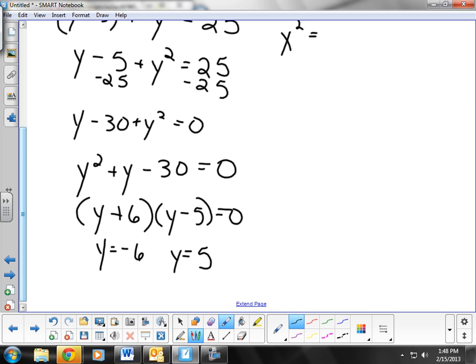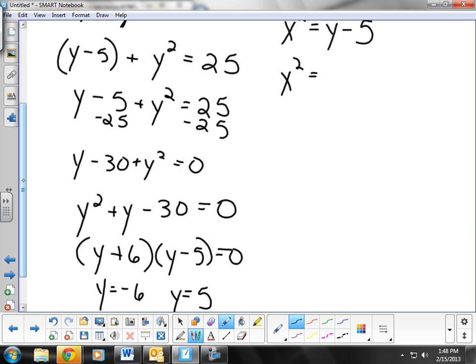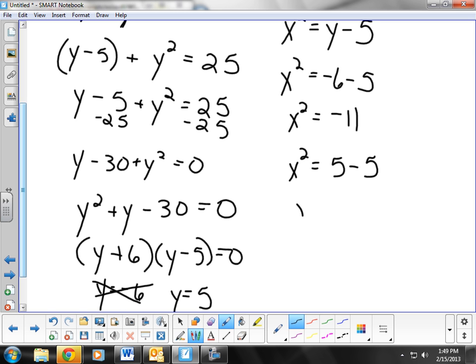Can x squared be equal to negative 6 minus 5? Is it going to give me a real number answer? It's going to be imaginary, and I want my real answers. I want the place where it actually crosses. So why does the negative 6 not give me a solution that I can use? Well, it'll not work. So x squared is equal to 5 minus 5, which is 0. So x is equal to 0.